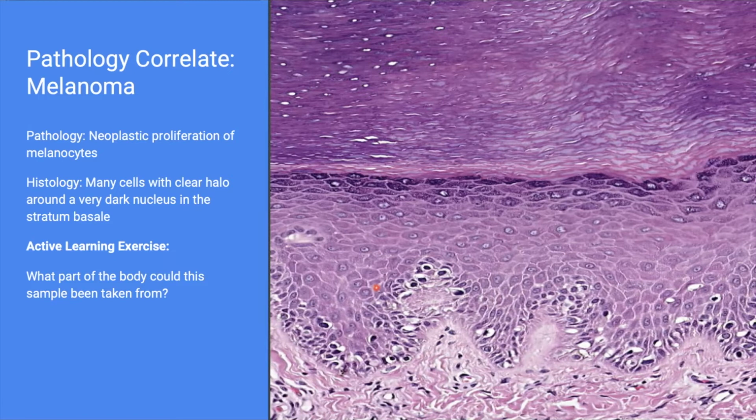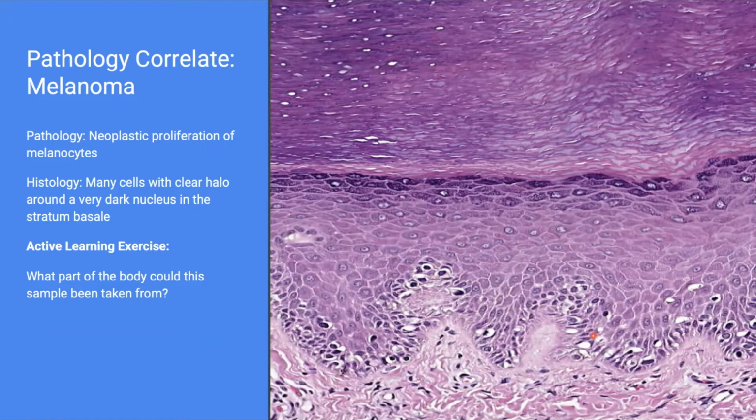Our melanocytes, I think I mentioned just briefly, are going to be found within that stratum basale layer in normal skin tissue, and they appear to have a halo around a really dark nucleus. So that's going to be representative of a melanocyte, but here we can see we have far too many. For the most part, they are staying in that stratum basale layer and not entering into any deeper structures.